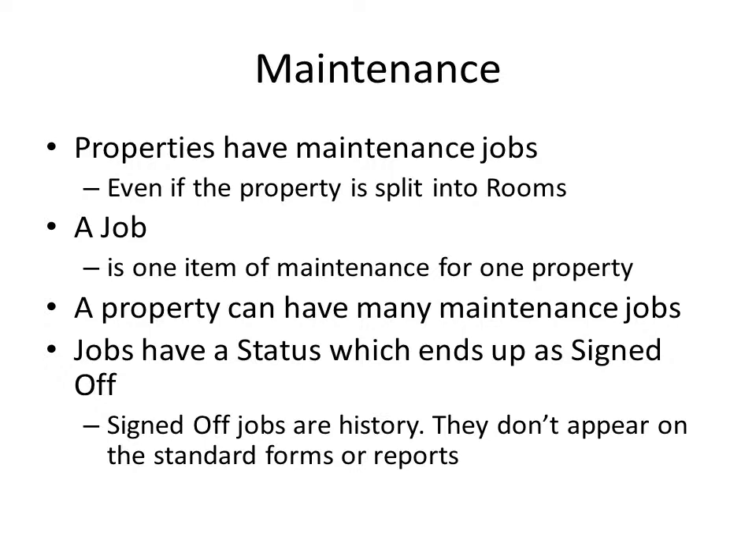You decide how to split the maintenance problem into jobs, but bear in mind that no job is allowed more than one contractor. A property can have many maintenance jobs. Jobs have a status. It starts out as open, that's when you first enter it into the system. It becomes in progress once you assign a contractor and when you change the waiting for to somebody else.